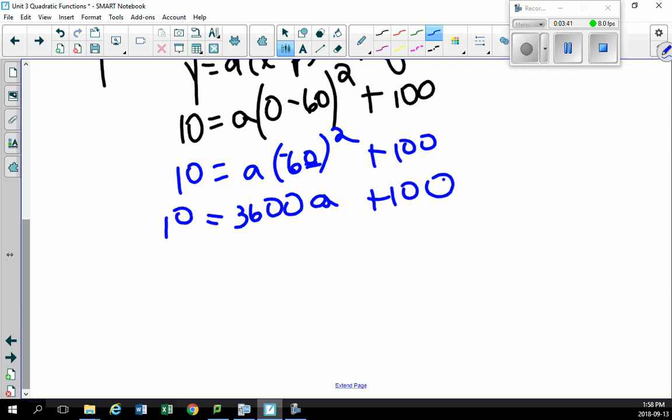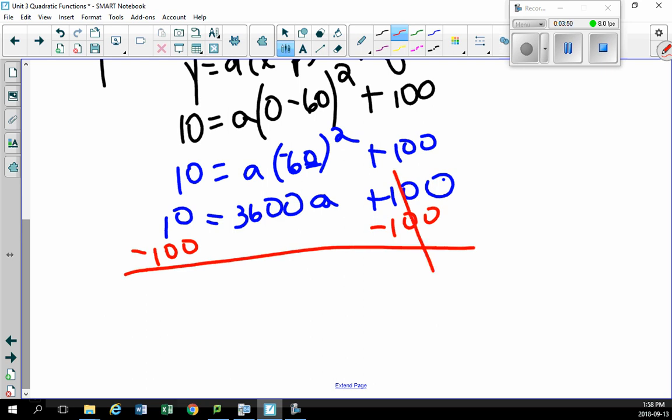That's sitting out here. Now all we have to do is solve, and we've got the a value. So subtract 100 from this side, subtract 100 from this side. That cancels out, giving us negative 90 equals 3600a. Divide by 3600, divide by 3600.